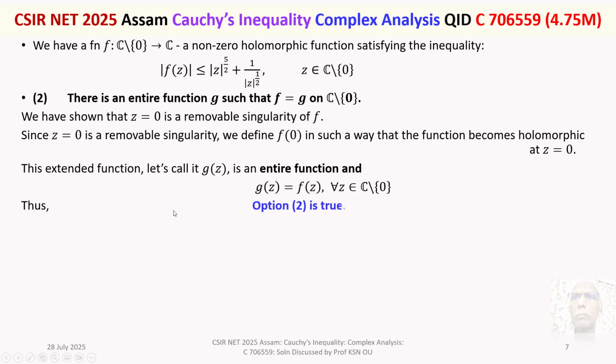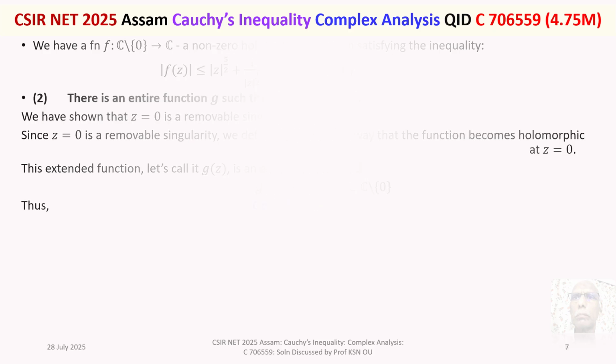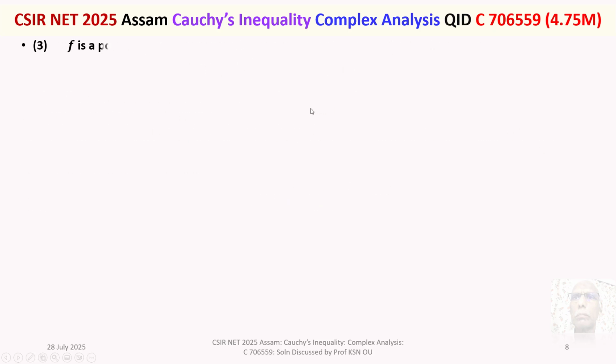So that is what we have proved. There is an entire function g such that g is equal to f on C minus singleton 0. So option 2 is true. Good. So we are left with only one option, that is option 3: f is a polynomial of degree at most 2.